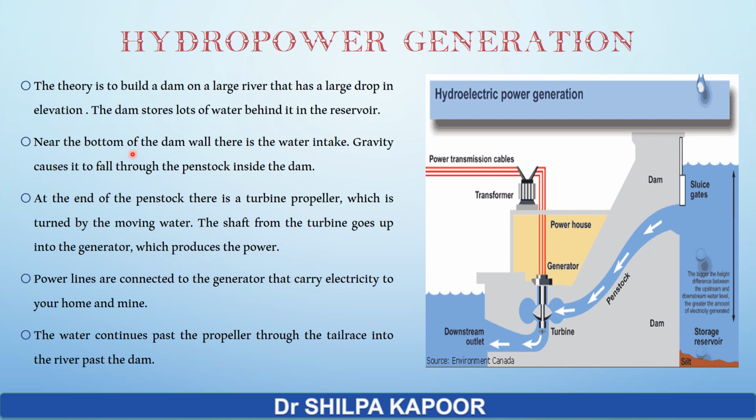Near the bottom of the dam there is a water intake. Gravity causes it to fall through the penstock inside the dam. At the end of the penstock, there is a turbine propeller which is turned by moving water. The shaft from the turbine goes up into the generator which produces power. The power lines are connected to the generator that carry electricity to your home and mine. The water continues past the propeller through the tail race into the river past the dam.